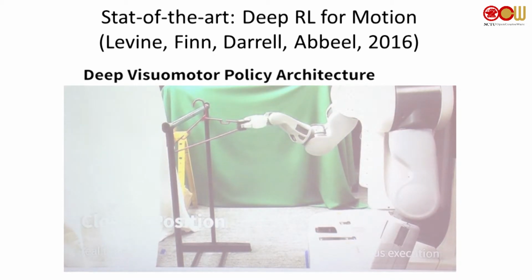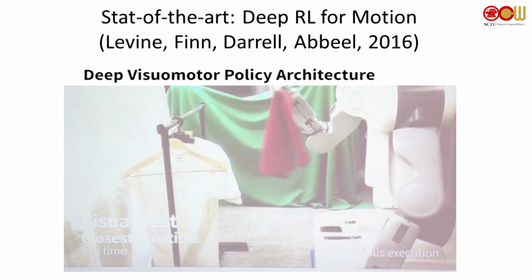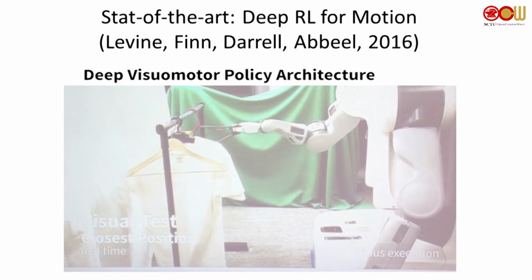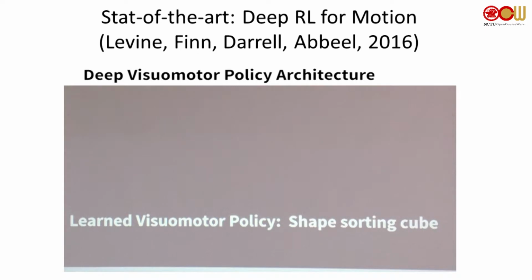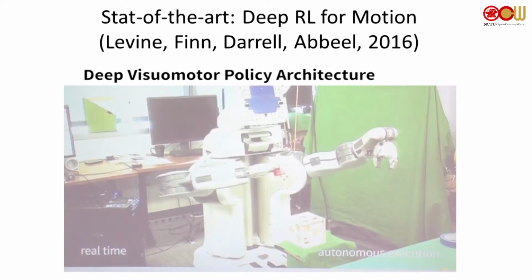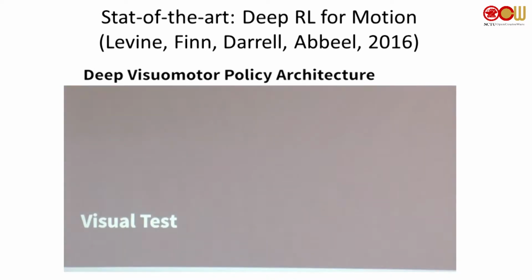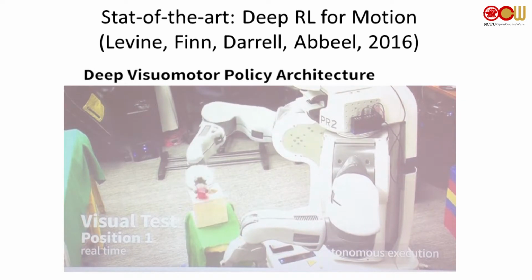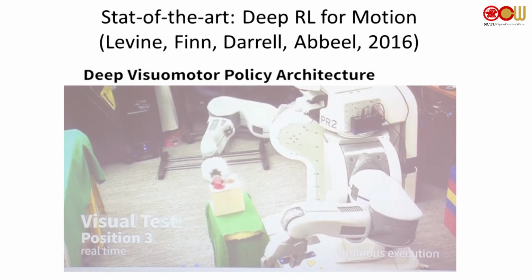Here, the policy must determine the distance to the rack from binocular images to successfully place the hanger. The policy generalizes to racks with clothes, without additional training, as well as small objects on the hanger such as towels. Here, the robot inserts a block into a shape-sorting cube. The policy was trained with the cube in the robot's arm, but generalizes to the cube sitting on a table.